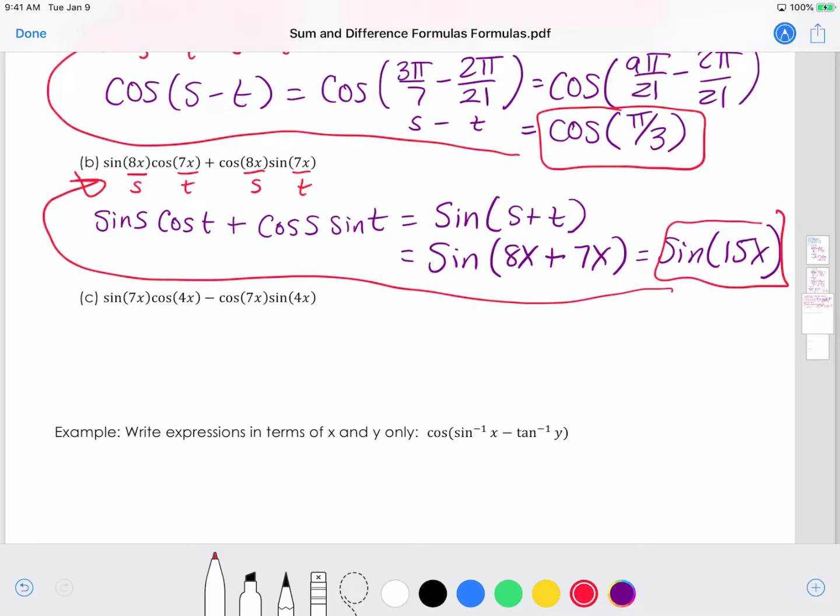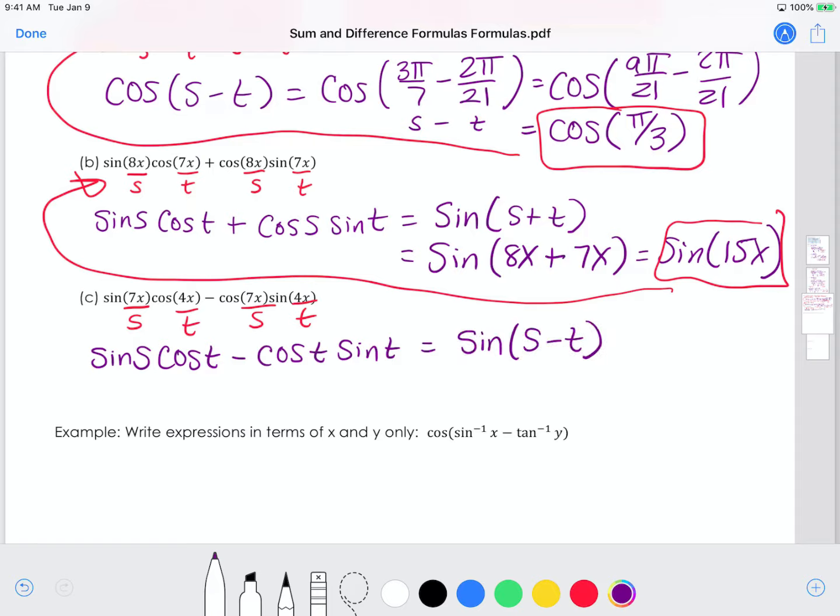Okay, one last one. I'm going to identify this as S and 4x as T. So I'm looking for sine of S, cosine of T, minus cosine of S, sine of T. And if you look up in that shaded box, that is going to be the formula for sine of S minus T. So when I replace S with 7x and T with 4x, I can rewrite that whole big mass as sine of 3x.